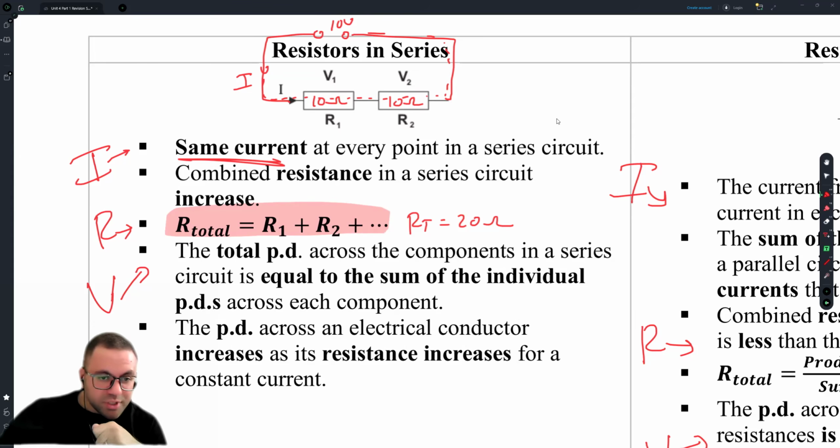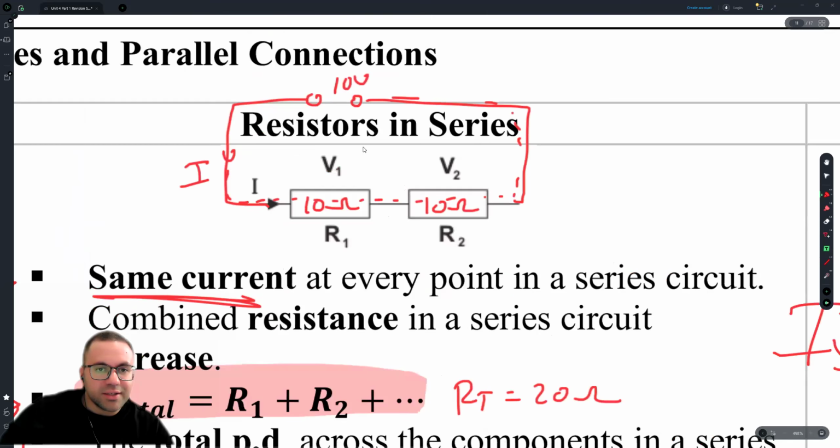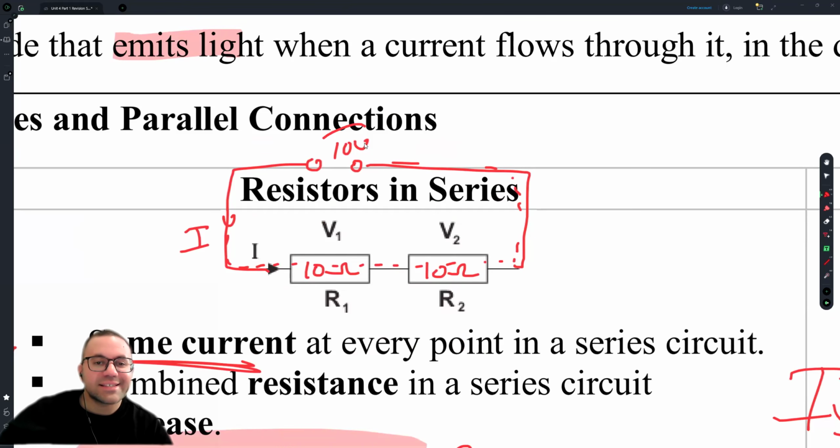Finally, but most importantly, what happens to the voltage? The voltage of the supply in series gets split. Now, the voltage of the supply doesn't change, but the voltage that you try to deliver gets split. The potential difference splits.